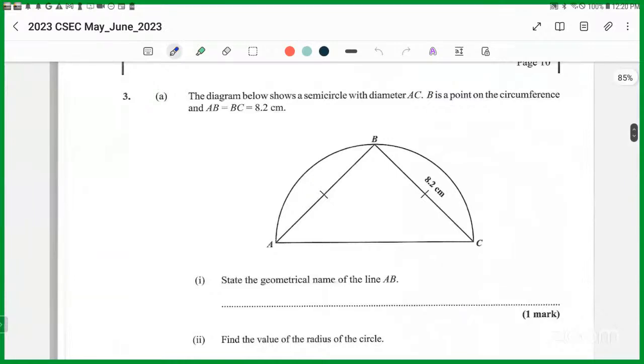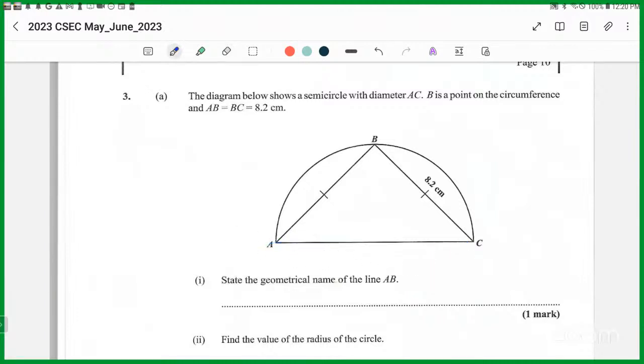So the diagram below shows a semicircle. A semicircle is basically half of a circle with a diameter AC. So this is the diameter across here. Remember, diameter is 2 times the radius. So the center point will be somewhere around here. So this will be a radius. That will be a radius, right? Something like that.